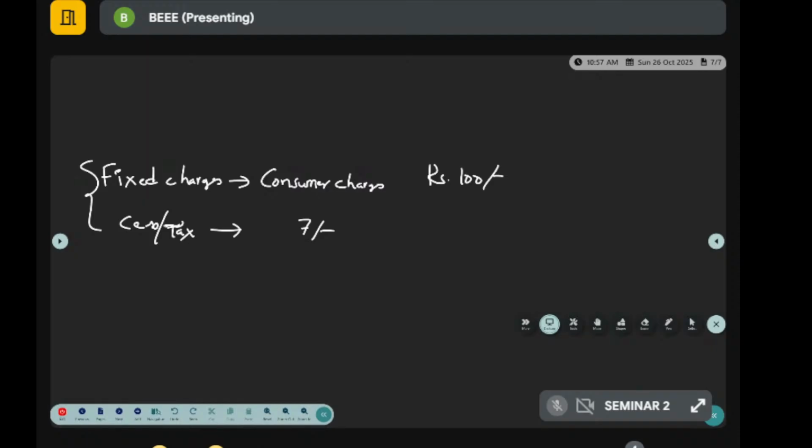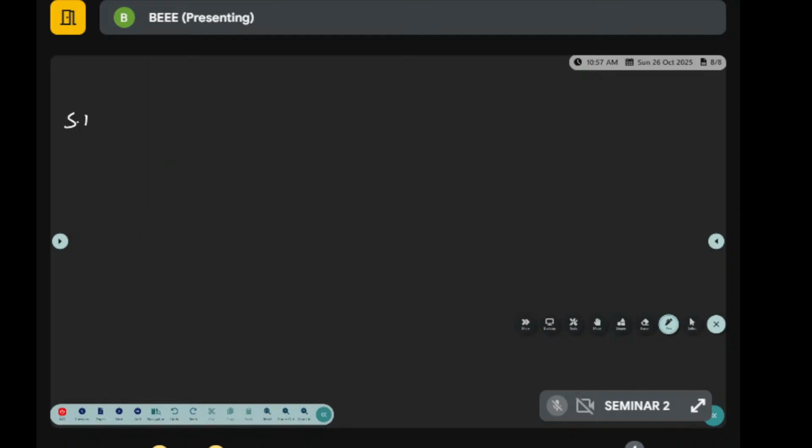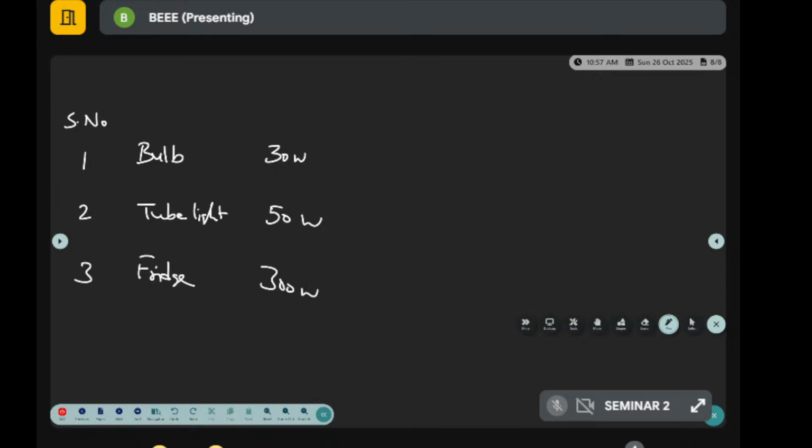You tell me what is given in the question. Serial number, how many are there? 1, 2, 3 are there. What is the first one? Bulb, tube light, and then fridge. Wattage: bulb 30 watts, tube light 50, fridge 300. How many are there? 3 bulbs, 4 tube lights, 1 fridge.